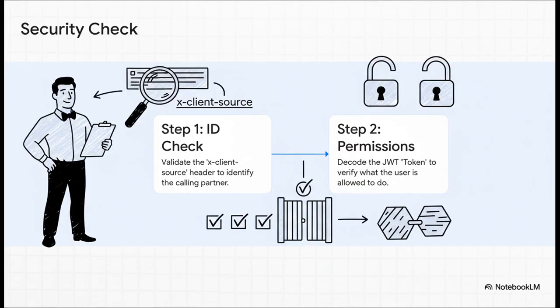And this bouncer is thorough. It's got a two-step checklist. Step 1, check that xClient source header. That tells it who is knocking at the door. Step 2, it looks at the token. Now, this token is a JWT, a JSON Web Token, which is basically a fancy secure digital ID card. It tells the bouncer what this person is allowed to do once they're inside. If and only if both of those things check out, then the request gets to pass.